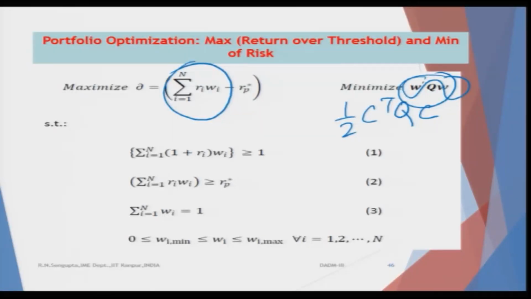And again, you need to ensure that the returns of the portfolio, you are trying to maximize the difference. So, obviously, the returns of the portfolio should be greater than the RP star value, the sum of the weights should be 1, and the weights are always bounded between WI min and WI max for each and every I value, I being 1 to capital N.